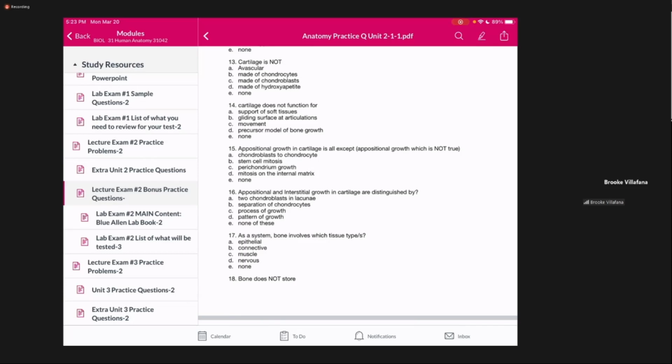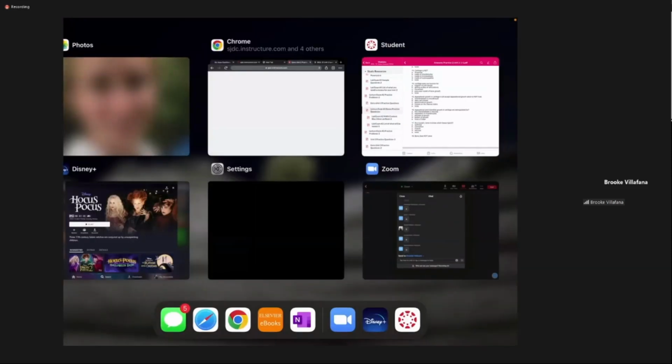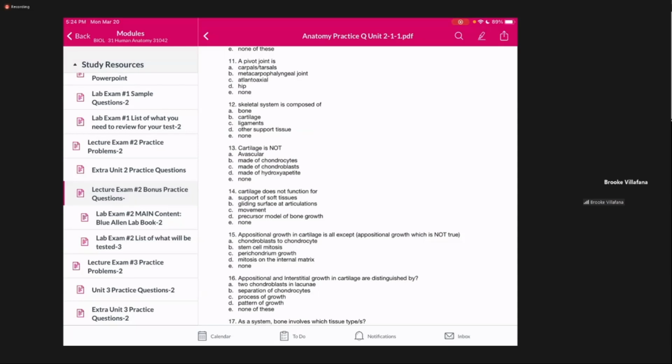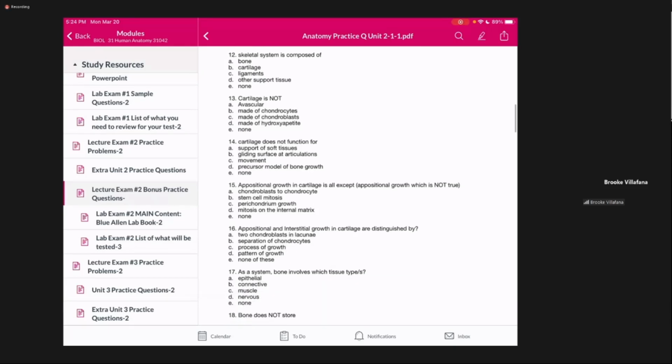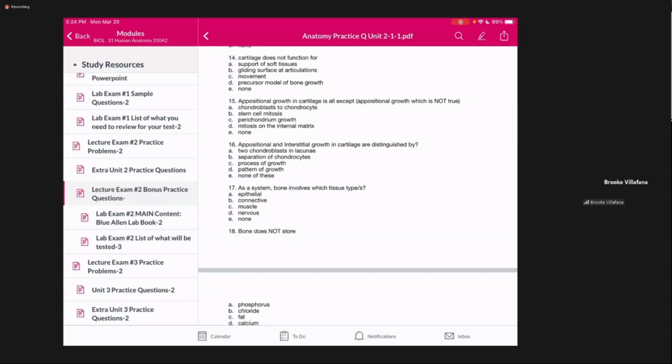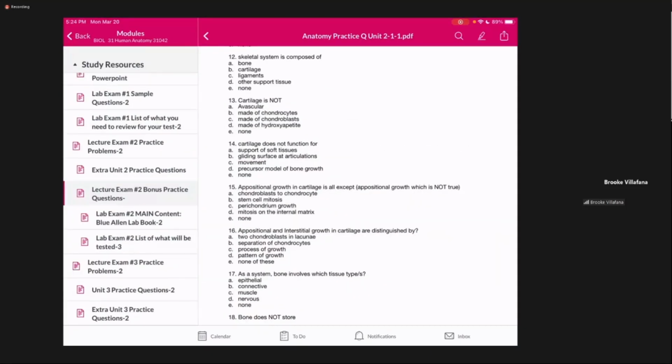All right, so for 13, cartilage is not which of these? D, right? Because it is true that cartilage is avascular. It is true that cartilage is made of chondrocytes and chondroblasts. And we know that it would not be true that it's made of hydroxyapatite. All right, question 14. Cartilage does not function for which of these? So the answer here would be C, right?